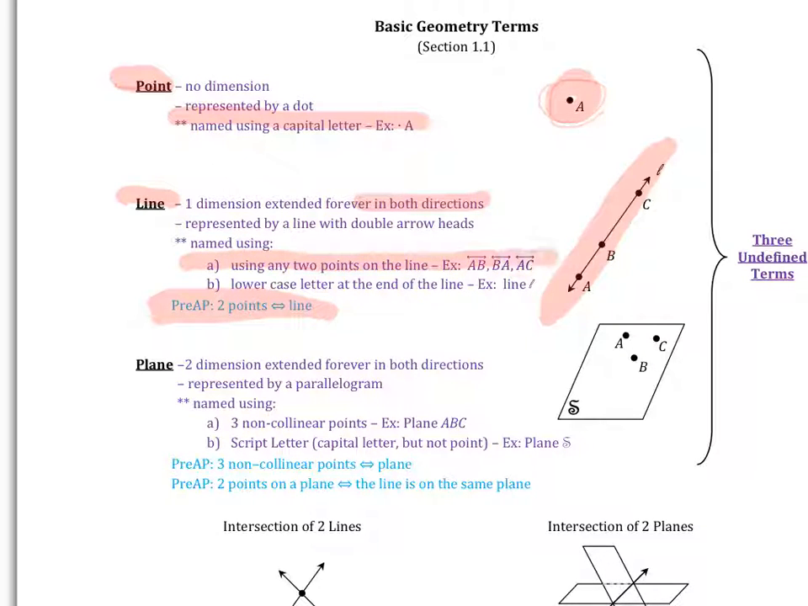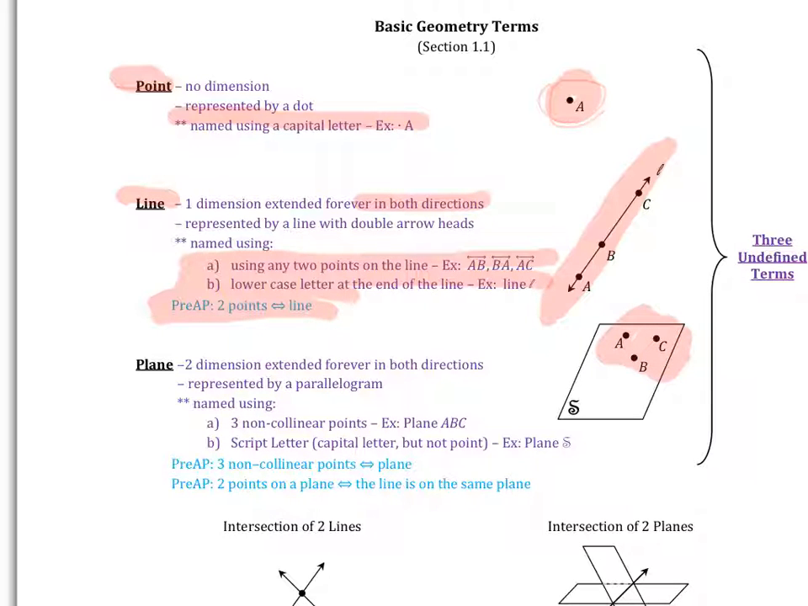The next undefined term in geometry would be the plane. The plane is a two-dimensional figure. It extends forever in both directions. It's represented by a parallelogram. When we name the plane, we can use 3 non-collinear points. For example, in this picture, we could call it plane ABC.